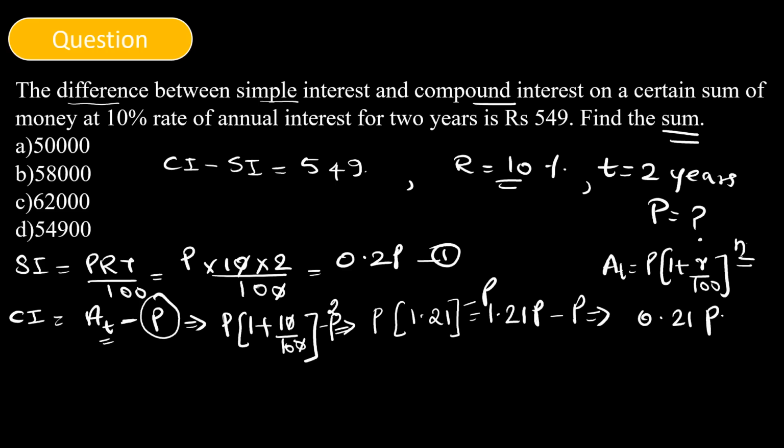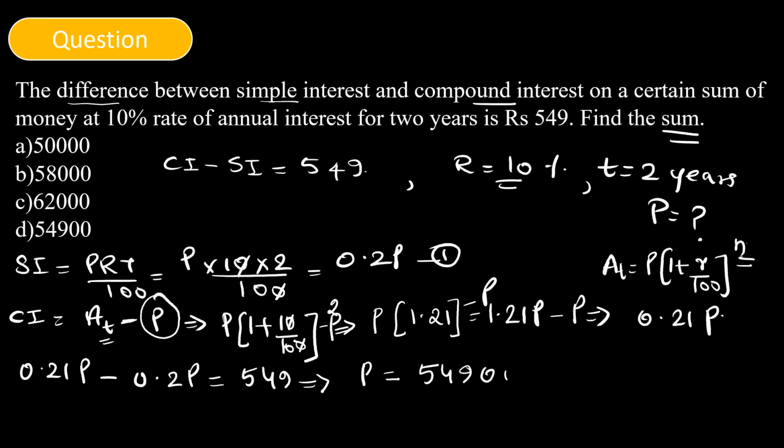Now compound interest minus simple interest is 549. That is 0.21 P minus simple interest 0.2 P, which is equal to 549. From this we get P as 54,900. This is the answer, option D.